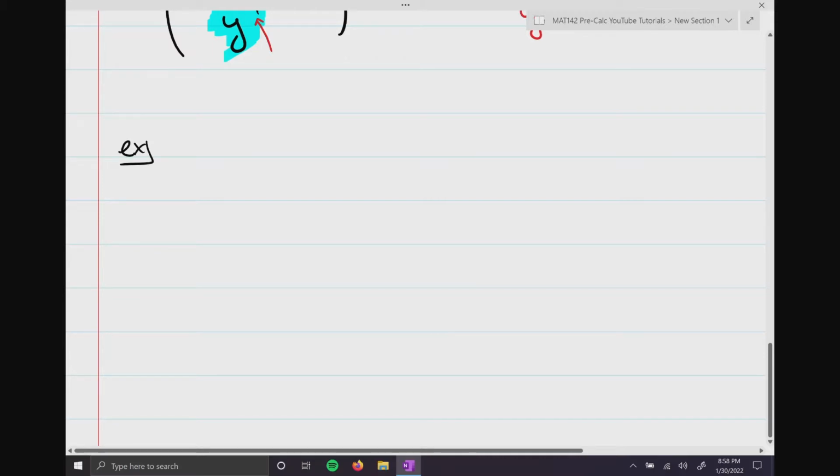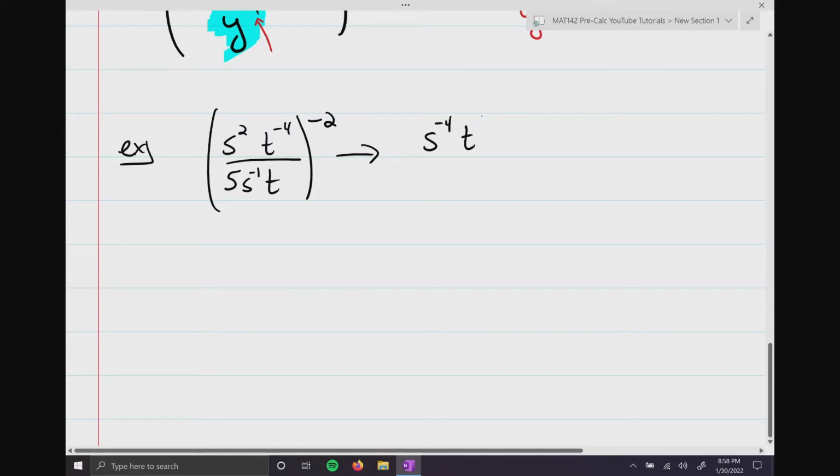So let's see here. Ooh, I like this one. Let's go ahead. We're going to do s to the second, t to the negative 4th, all over 5, s to the negative 1, t, all raised to the negative 2. Okay? So once again, why don't we just keep it simple? We're going to go ahead and use that general power rule. So this is going to give me s to the negative 4, t to the positive 8, 5 to the negative 2, s to the second, and t to the negative 2.